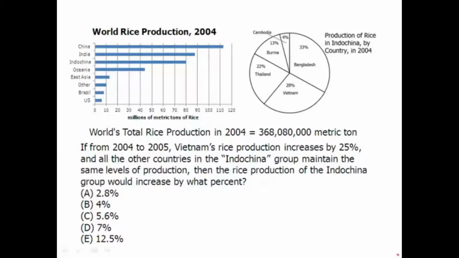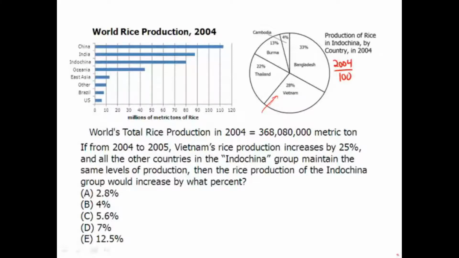If from 2004 to 2005, Vietnam's rice production increases by 25%, and all the other countries in the Indochina group maintain the same levels of production, then the rice production of the Indochina group would increase by what percent? So because this is all ratios, we don't need to figure out exact values. We can work with the percents themselves. So right now, in 2004, they're producing 100%. So we'll just call that 100. That's their current total.